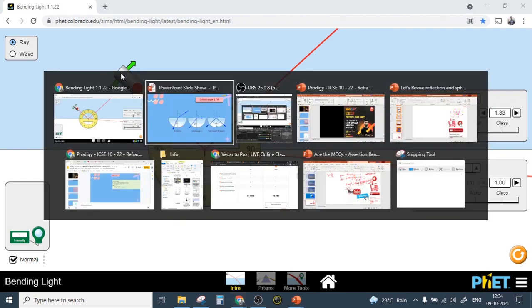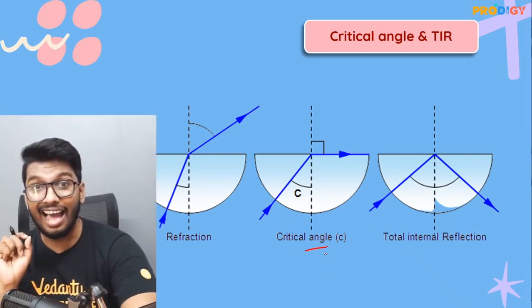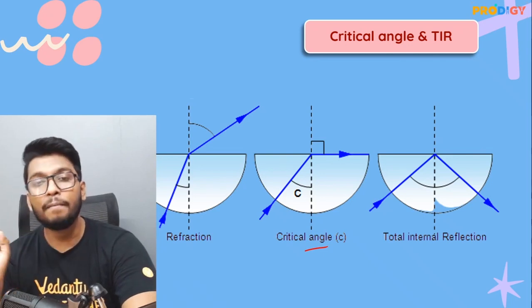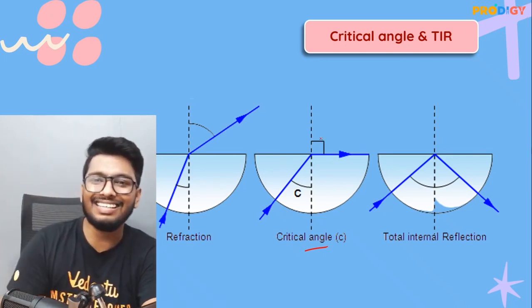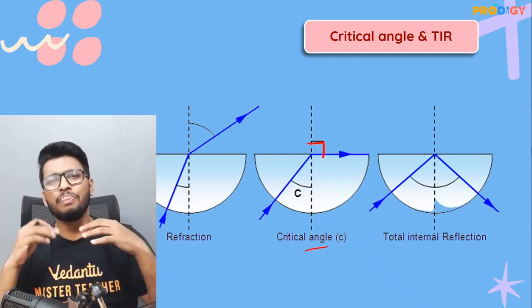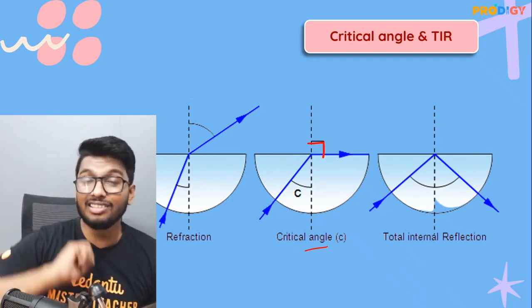That angle for which my angle of refraction becomes 90 degrees is what is called the critical angle. So what is the critical angle? Critical angle is nothing but that angle of incidence for which my angle of refraction is 90 degrees. You can see this, in other words, it's passing along the surface of separation. That is what is called the critical angle.